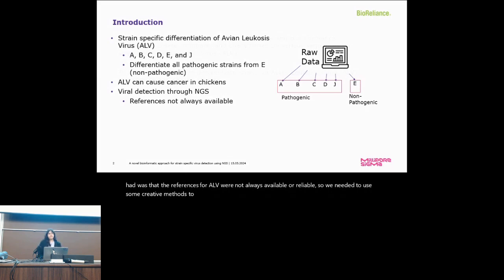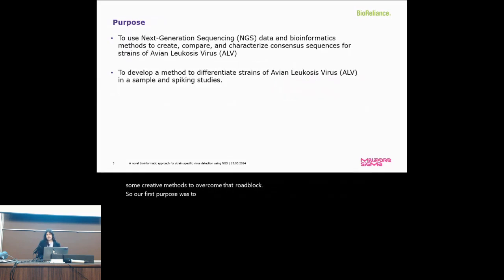Our first purpose was to create reference sequences for STUs. We created 6 different consensus sequences for the 6 different strains of ALV. Our second purpose was to develop a method in which we could have a host sample or a sample from a spiking study, and then use this method to detect ALV and also differentiate by strain.